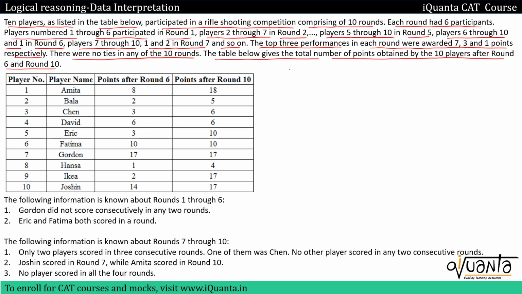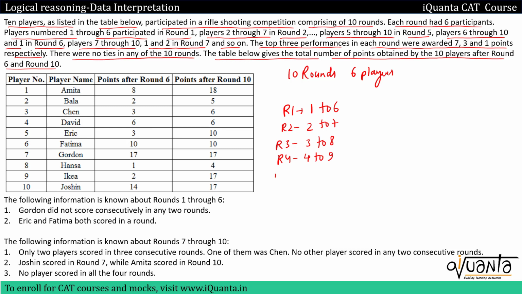So we have been told that there are 10 rounds and there are 6 players in each round, right? In round 1, who all are playing? From 1 to 6. In round 2, we'll have players from 2 to 7. In round 3, we'll have players from 3 to 8. That means 6 players in every round. Round 4, we'll have players from 4 to 9. Round 5, players from 5 to 10. Round 6, players from 6 to 10.